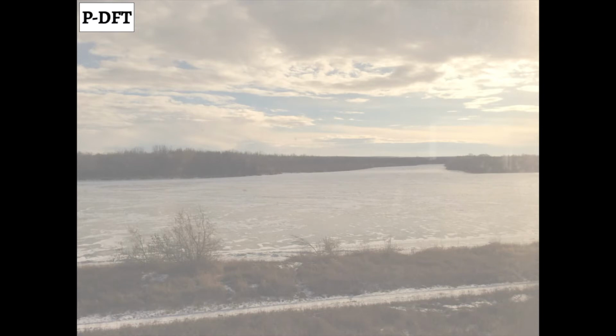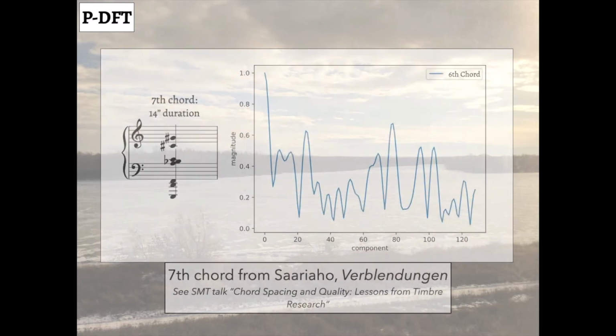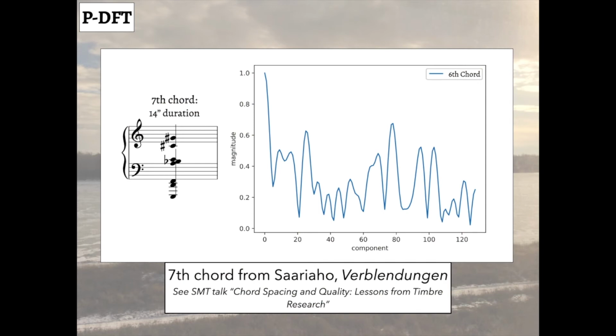By taking the P-DFT of a chord, we can therefore study both the PC-DFT's chord quality from music theory, as well as the timbre that chord spacings bring. For example, in this chord from Saariaho's Six Japanese Gardens, we see that the lower components of the P-DFT detect the widely spaced tenths. The peak around component 77 also supports minor thirds and tenths as well.